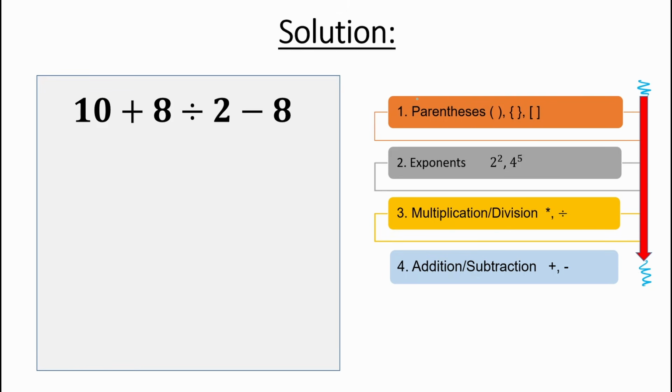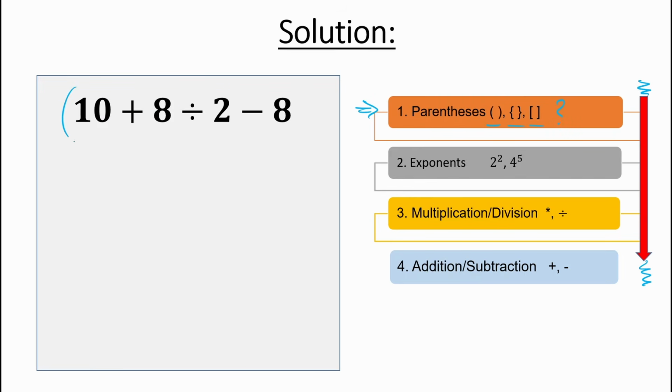As I said before, the first step according to PEMDAS order of operation is parentheses. So let's scan. Where do we have this type of brackets, this type of squiggly brackets, and this type of brackets? Where do we have them? Let's scan. In our question, we don't have parentheses.